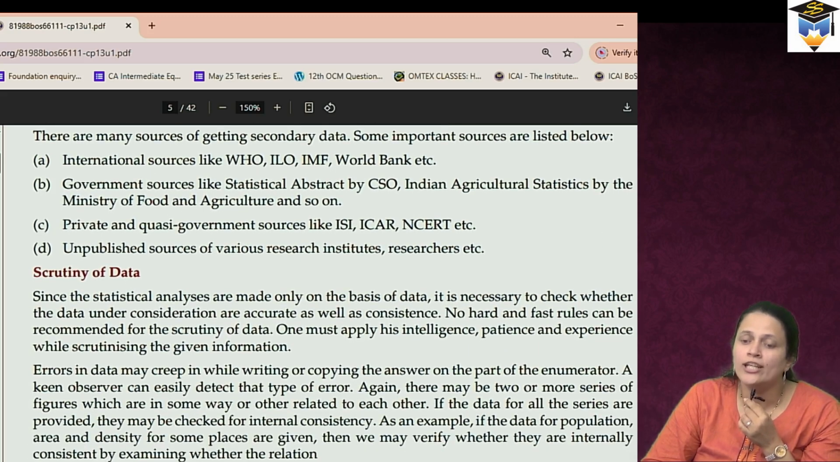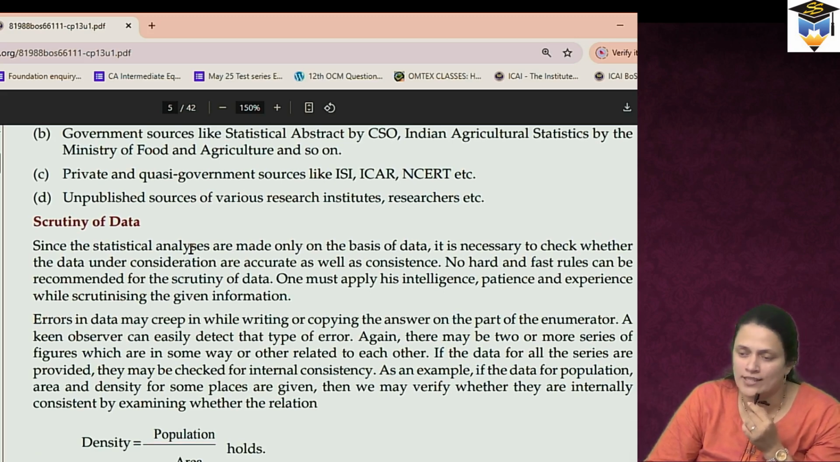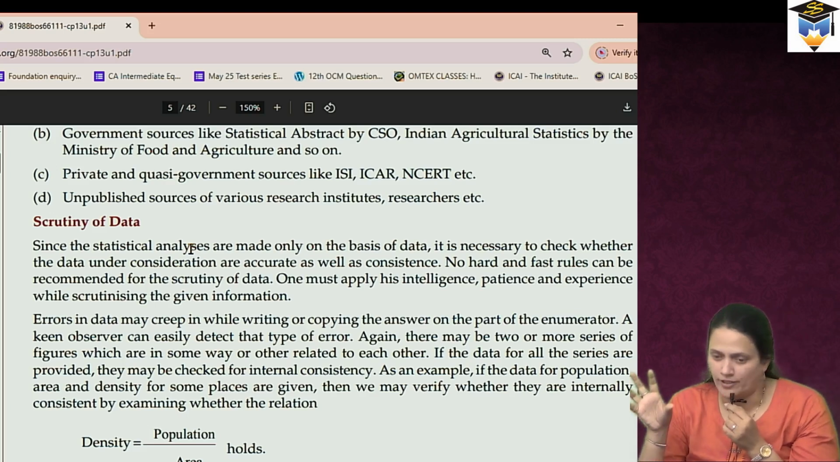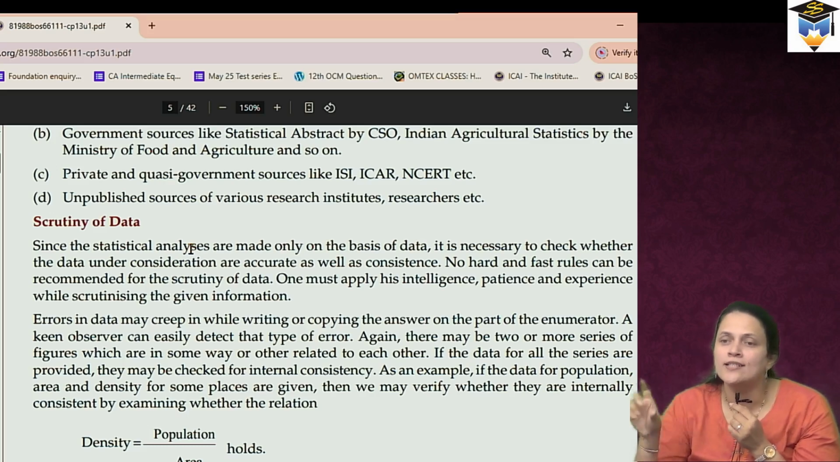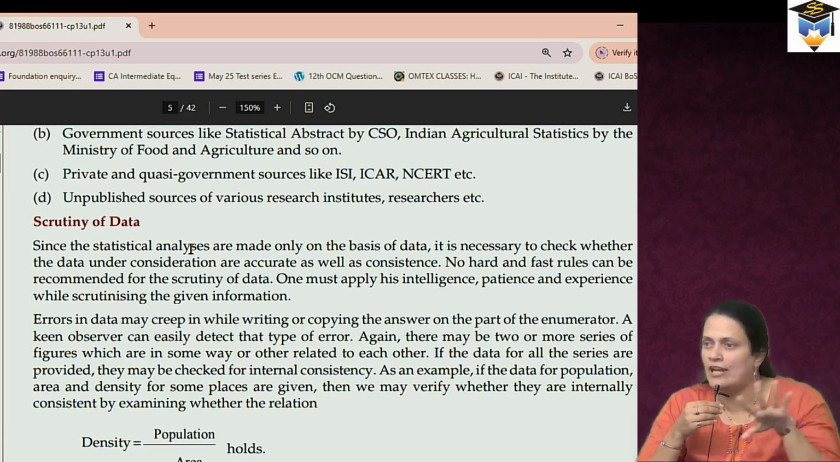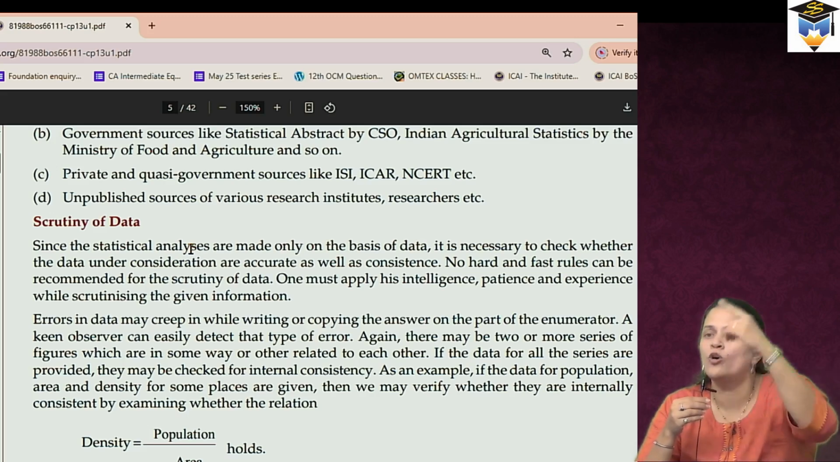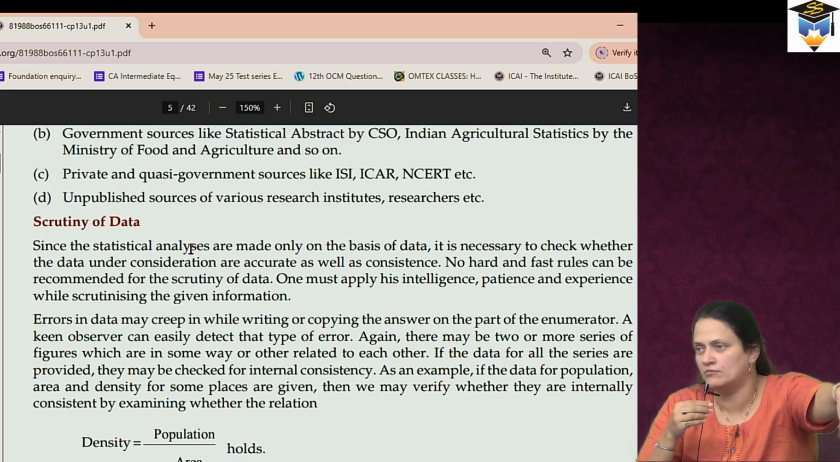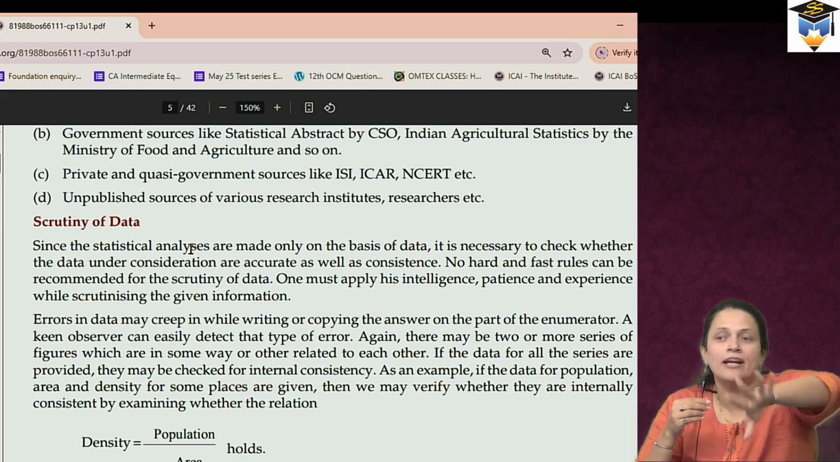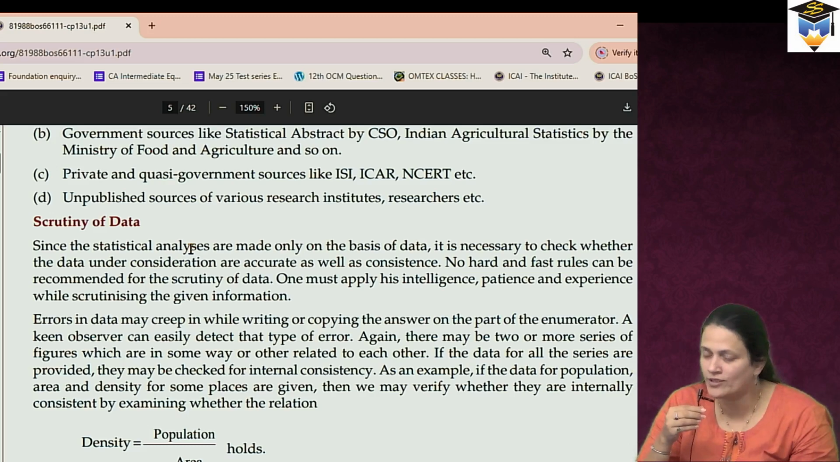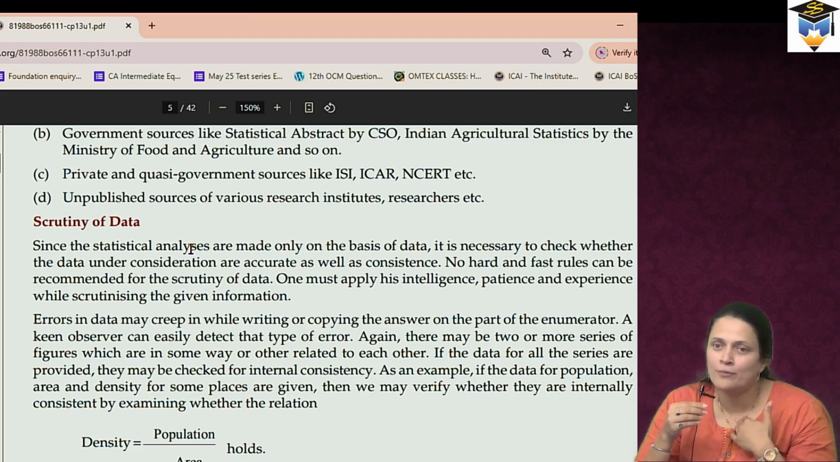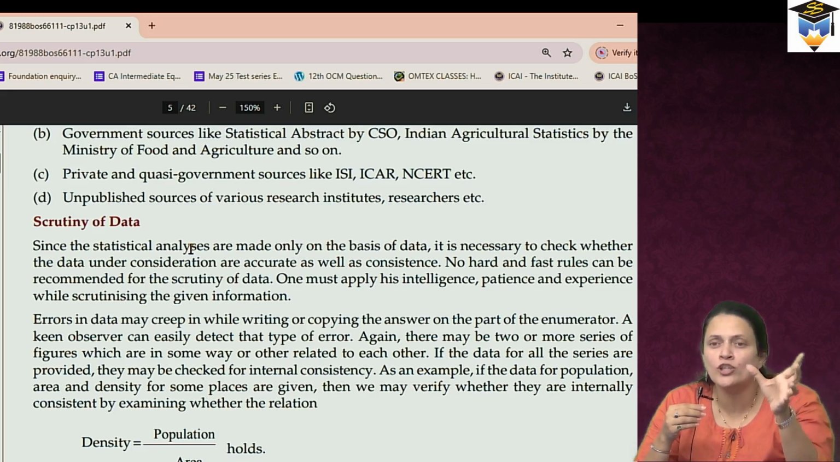Next, scrutiny of data. Now as the name suggests, what is scrutiny? Whatever data you have got under consideration, you have to check whether it is accurate and consistent. Suppose I have divided this class into 2 groups and appointed 2 people. Om is the head of one group, and let's say Bhavika is the head of another group. Now I have appointed both of them to scrutinize the data.